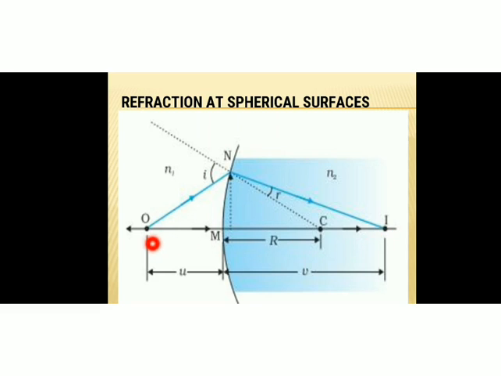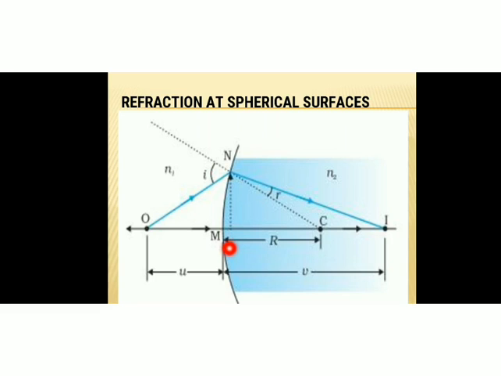So what is the object distance? Object distance is denoted by U. So here you can see U. U is the distance of the object from the spherical surface. Okay, this distance, that is U. Similarly, the distance between image I and this spherical surface will be V. So V is the image distance.